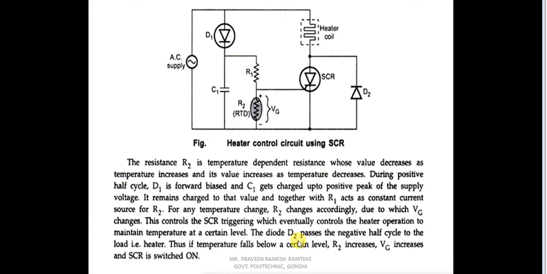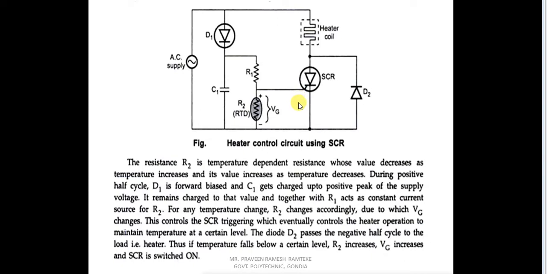Thus, the diode D2 passes the negative half cycle to the load, that is the heater. If the temperature falls below a certain level, then the value of resistance R2 will increase. And if the value of R2 increases, VG increases and the SCR is switched on. So in this way, the SCR is switched on or off during the positive half cycle or during the negative half cycle of the AC input.